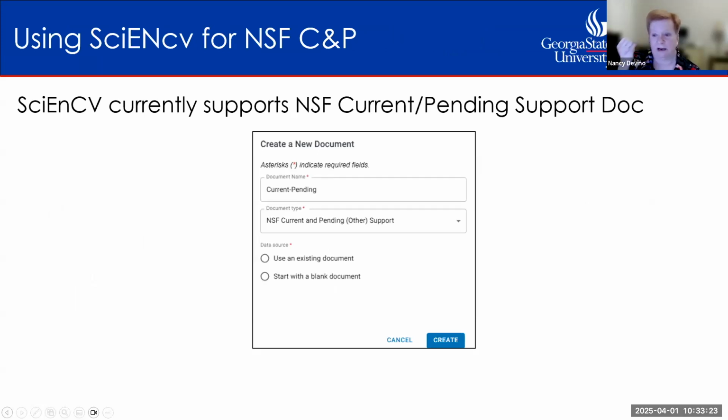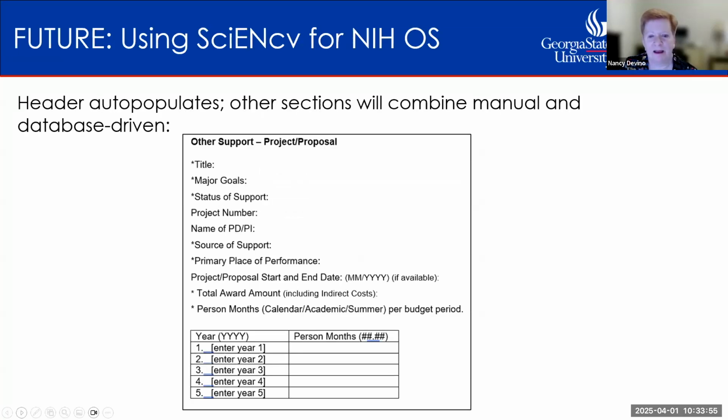Just a sidebar here, again, other support is not currently available in the SciENcv system. And SciENcv currently supports NSF current and pending support. You can use an existing document or start with a blank document. The blank document can pull from all of the sources that you normally would, but you'll choose what you have. If you don't have an existing document, obviously you're going to need to start with a new one. For the current and pending support at NSF, and I don't have it shown here, the header is going to auto-populate.